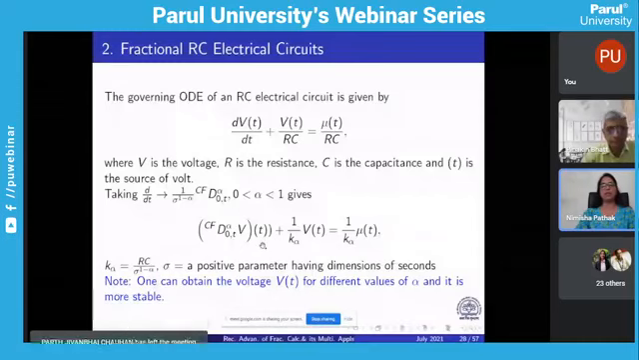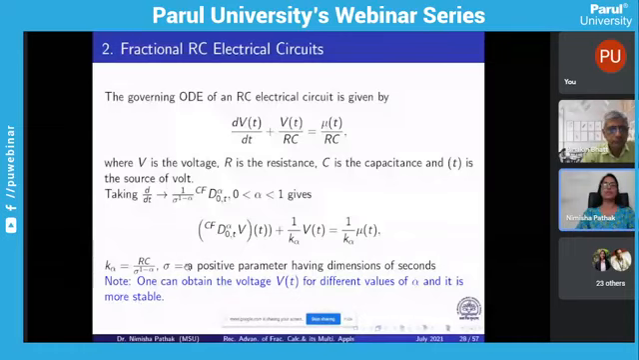There are a number of papers, and in those papers it is noted that one can obtain the voltage V(t) for different values of alpha, and it is more stable than the integer order model.